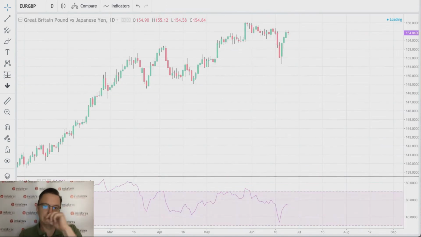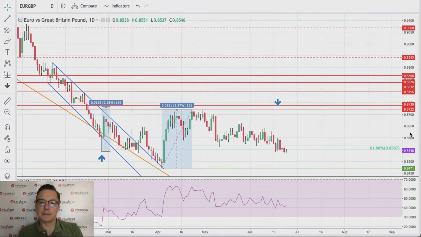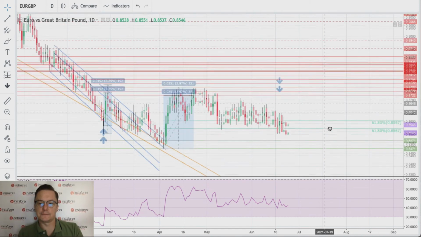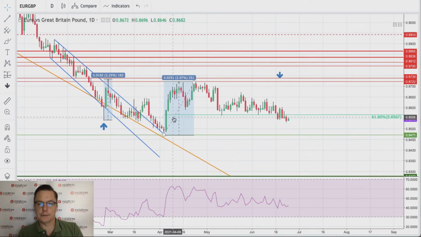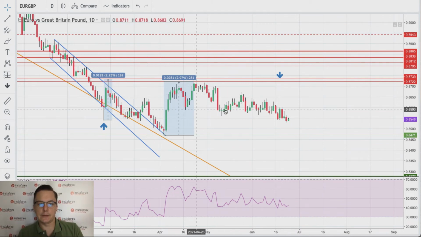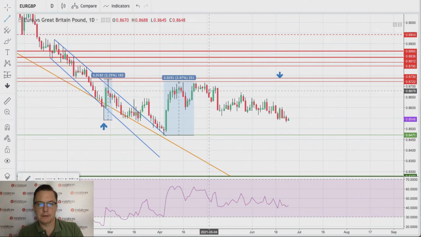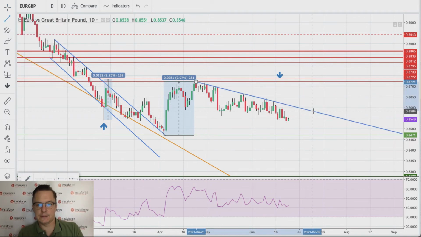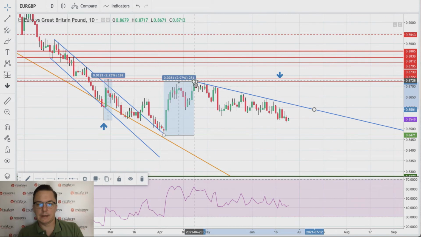Euro to the British pound. What is going on here? There is not much movement on this pair. 61% tested once in May, tested a second time at the beginning of June, tested a third time in the middle of June, finally broken. So right now we know that the market is no longer under the influence of this particular level. We can see that we are clearly going down, and we are going lower and lower, which is really clear.